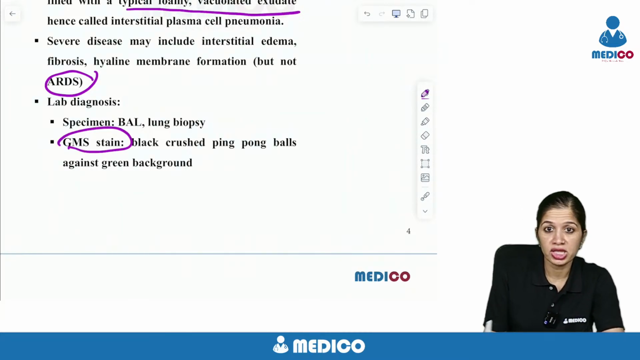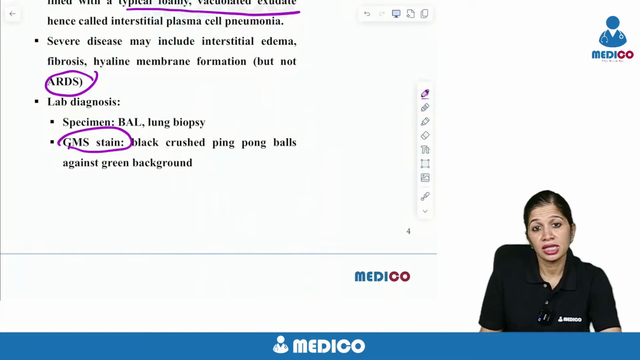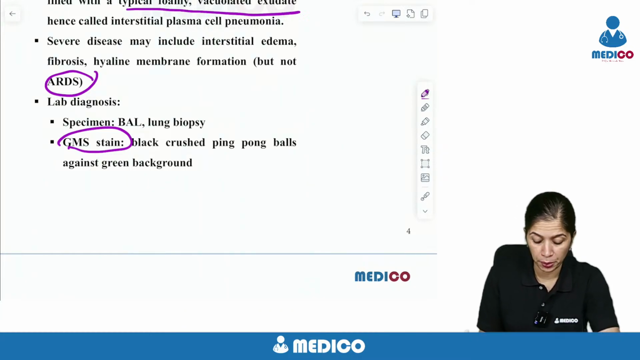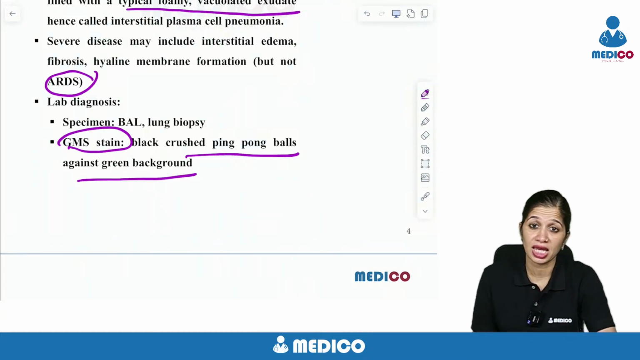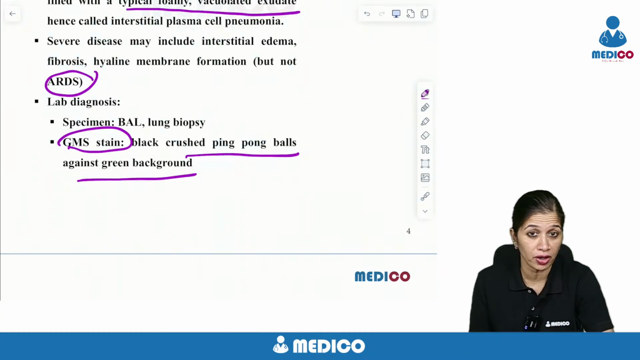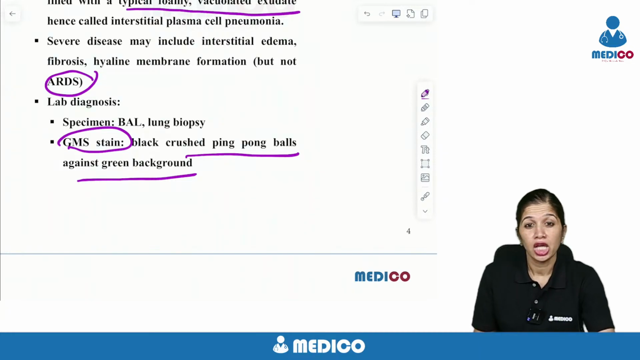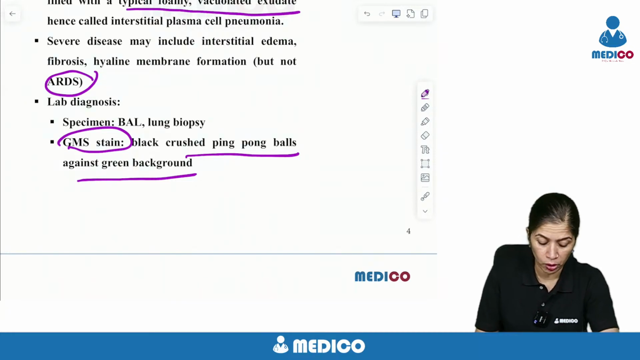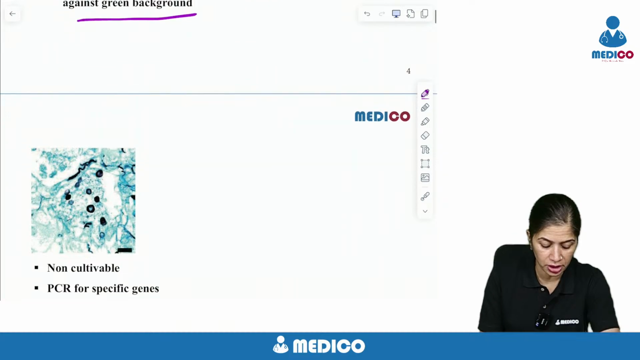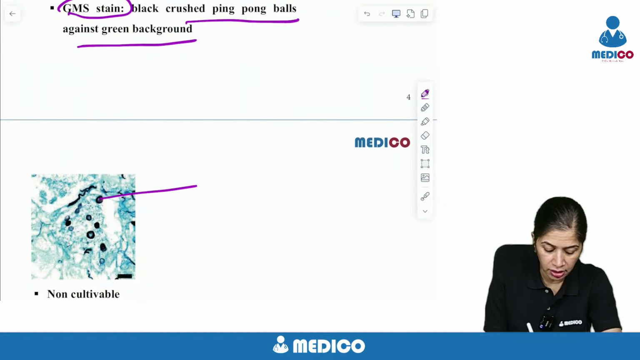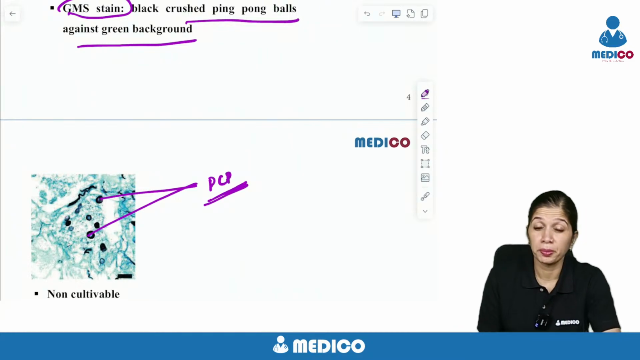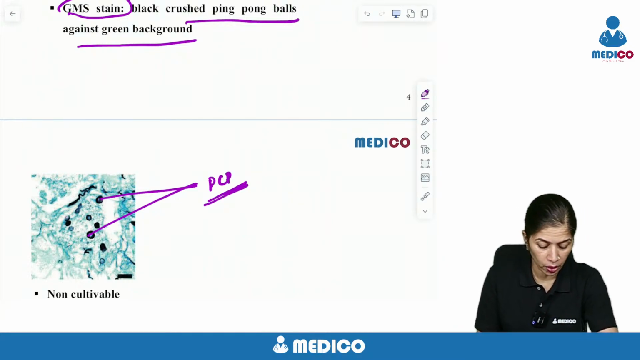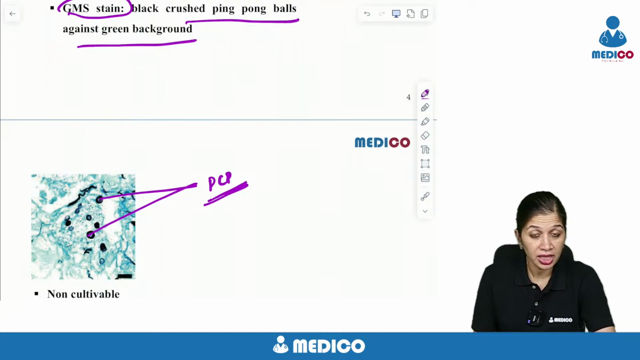And on GMS staining, you can see these black crushed ping pong balls against a green background. So remember the stain, that is gomori methenamine silver for pneumocystis jirovecii. You get a black crushed ping pong ball like appearance. So remember this image, okay? These are the PCP, black crushed ping pong balls which are seen against a green background.